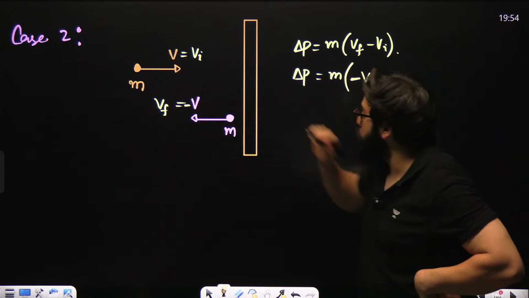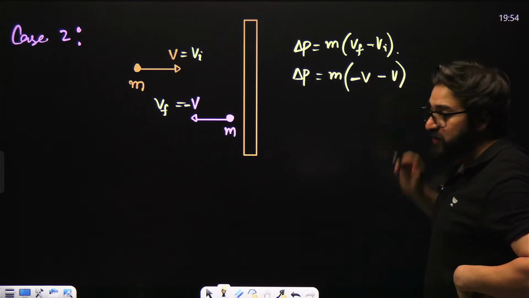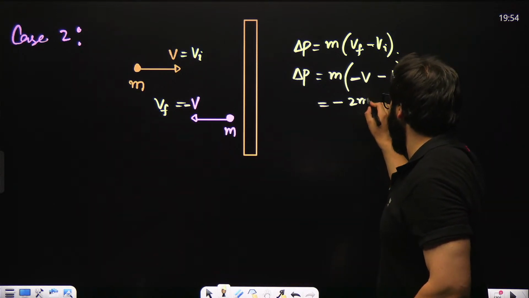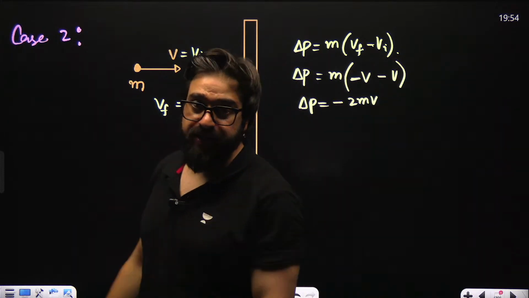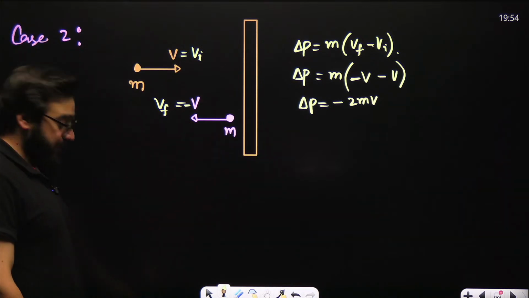What is the initial velocity, sir? That is v. So then the formula gives minus v minus v, which will be minus 2v. So it will come out to be minus 2mv. So this will be the change in momentum: minus 2mv in the perfectly elastic collision. Next.